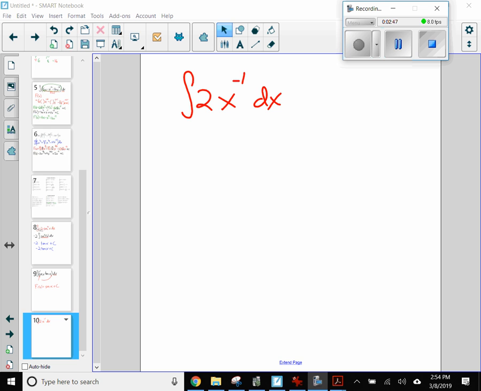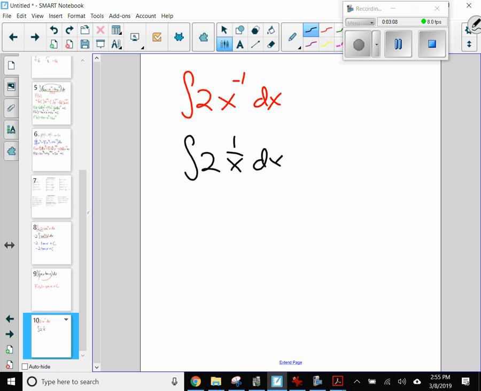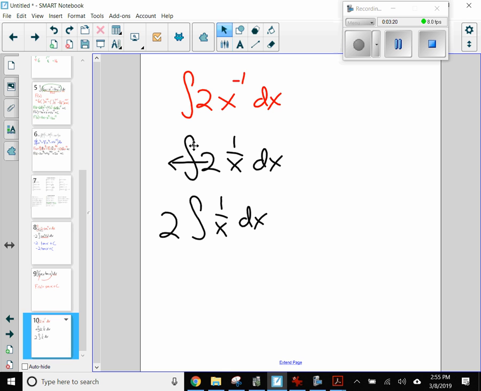What about something that looks like that? Well, I might be tempted to go back to my old standby of placeholder and adding 1 to the exponent and all that. But I'm going to rewrite it and see if that helps. Indefinite integral, 2 times 1 over x dx. And I think I'll pull my 2 through. And I have 2 times the integral of 1 over x dx. And that 1 over x is kind of ringing a bell in my head.